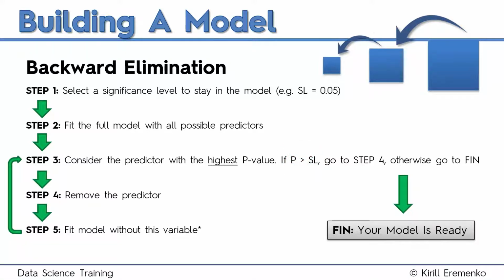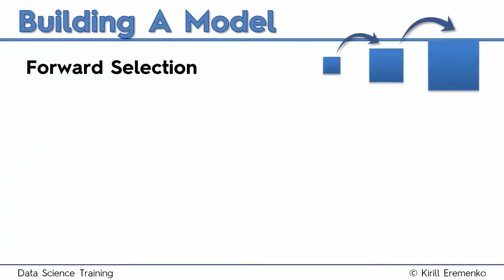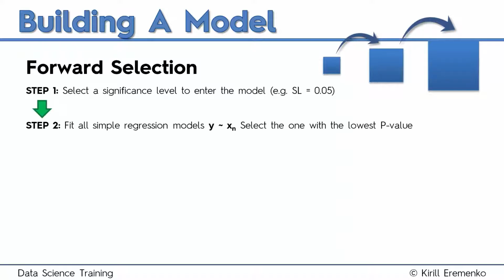Let's move on to the next one. Next method is the forward selection. It sounds like the opposite, and the picture in the top right corner does illustrate the opposite, but it's much more complex than just simply reversing the procedure. You will see that it's a much larger procedure. We start with step 1. Select a significance level to enter the model. And in this case, once again, we're going to select 5%.